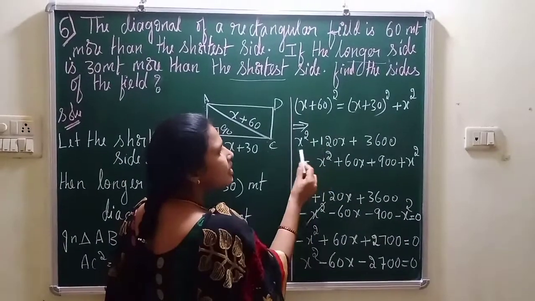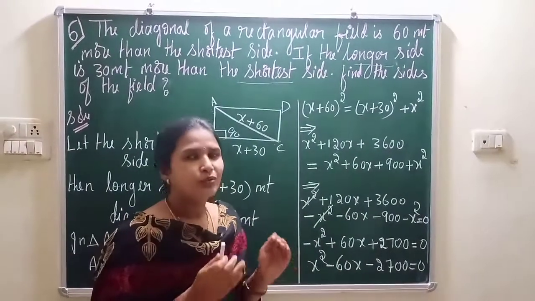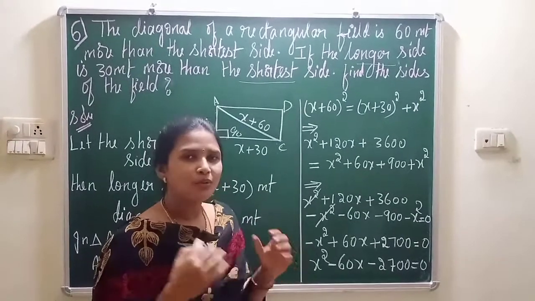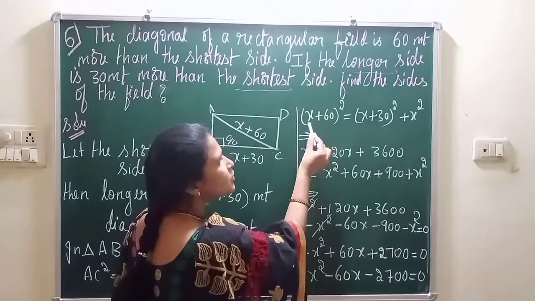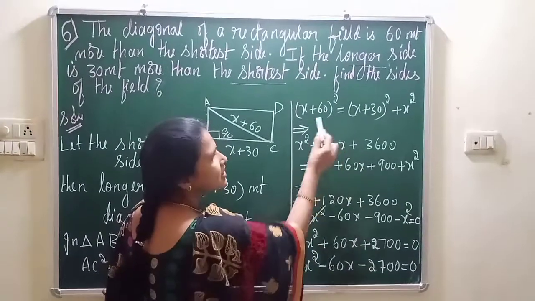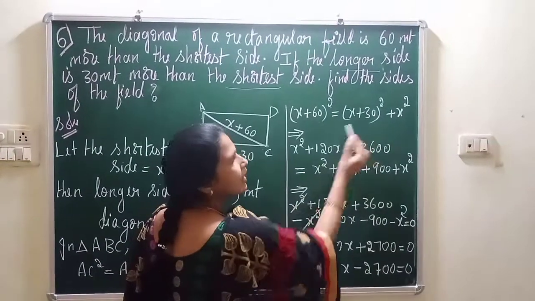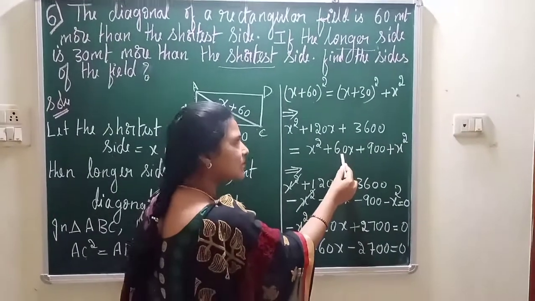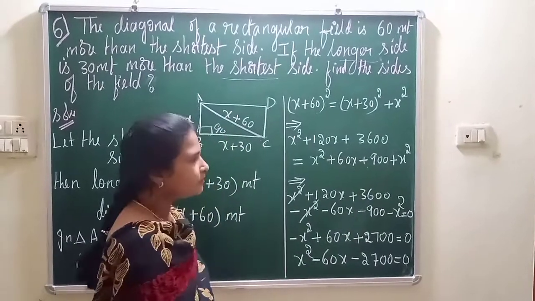x square plus 2ab. Try to do it mentally; don't write what is a and what is b, because you already learned this. So x square plus 2ab means 2 into x into 60, that is 120x, plus 60 square, which is 3600, equals, again applying (a plus b) whole square, x square plus 2ab, that is 60x, plus 30 square, which is 900, plus x square, as it is.